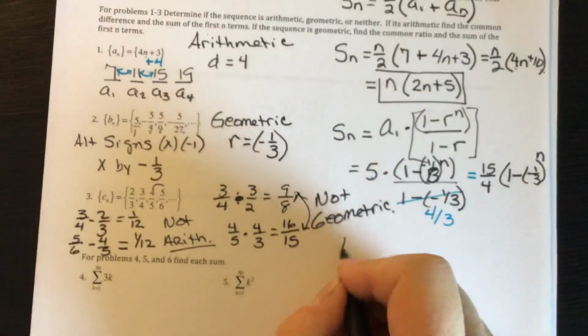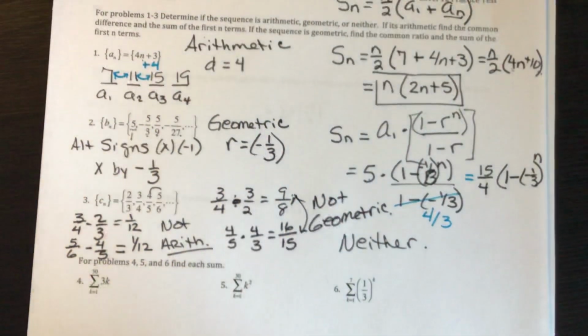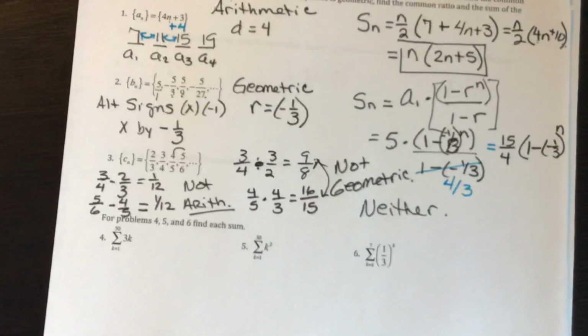So in this case, it is neither. It's neither geometric nor arithmetic. It does not have a common ratio or common difference. For problems 4, 5, and 6, it says to find each sum.